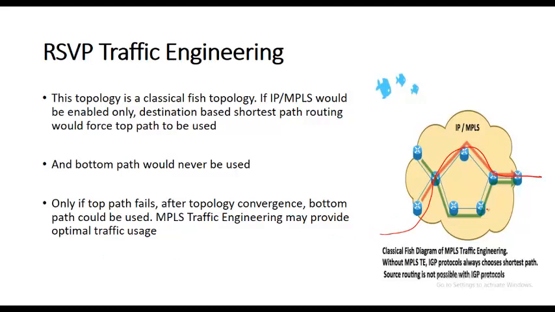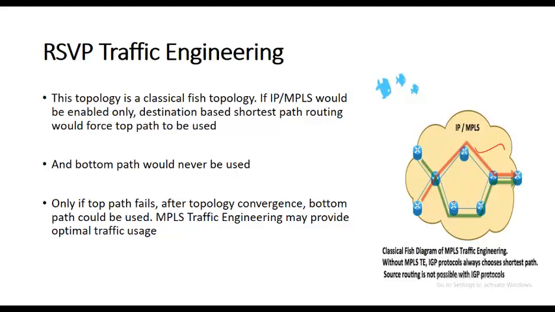Whereas traffic engineering with MPLS can provide you optimal traffic usage. Even when this is available, you can make use of this path because it is idle, no one is using. Even though the metric is a little higher, this can take your data much earlier than this congested path. To achieve this, we need what? RSVP, traffic engineering.